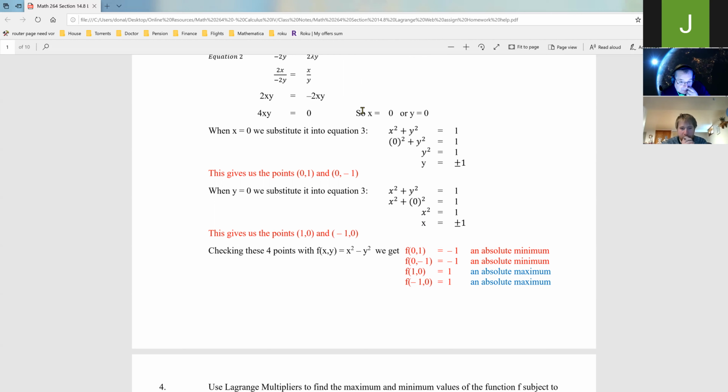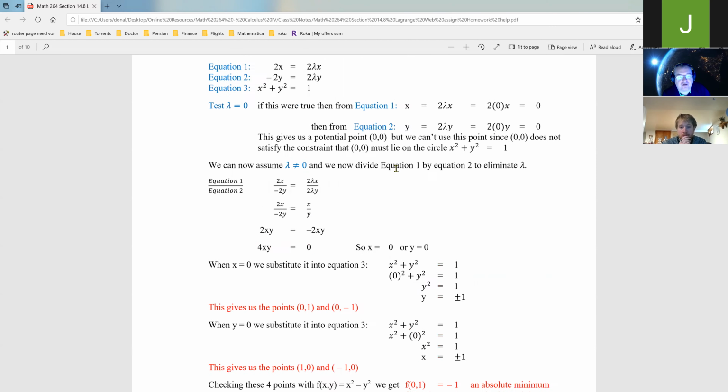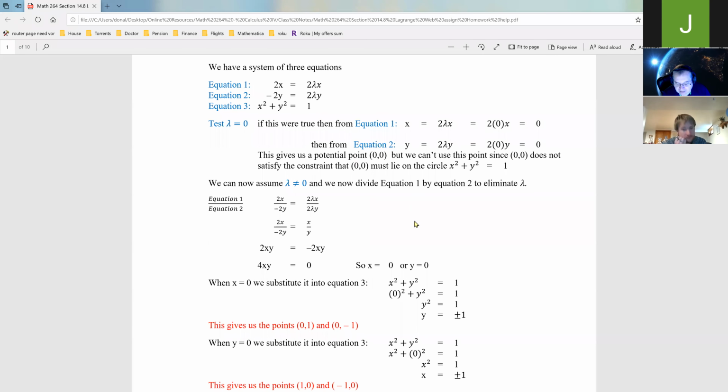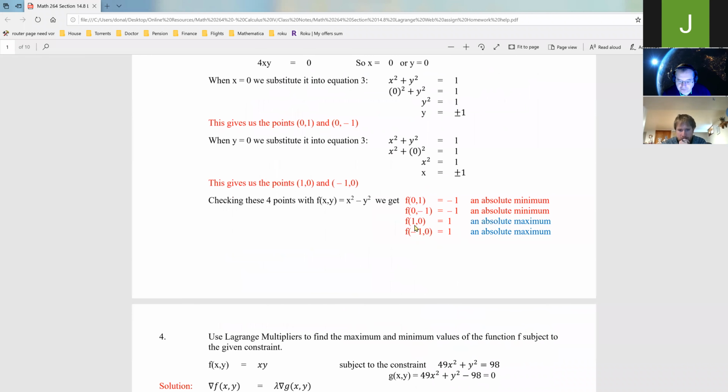Now you might say, but what happens if I make x equals 0 and y equals 0? Well, can you see that that's actually been taken care of earlier on? It gives you a non-usable point. So there's only 4 places that you need to look. There, there, there, and there.